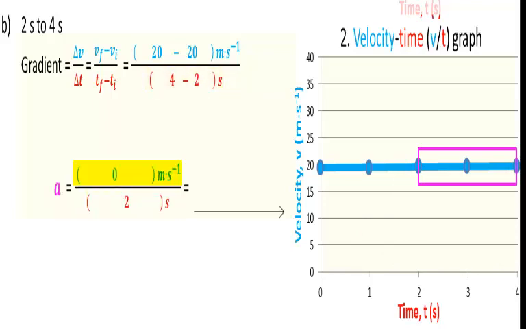0 meters per second change in 2 seconds equals 0 meters per second squared. The gradient, of course, is flat. It's 0. And that's because the car is not accelerating. It's moving at uniform velocity.